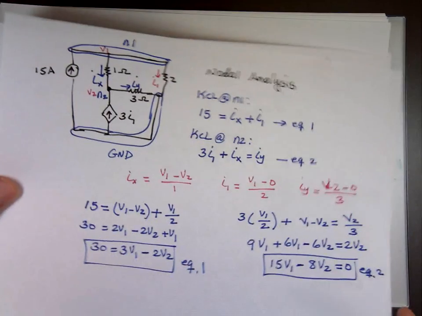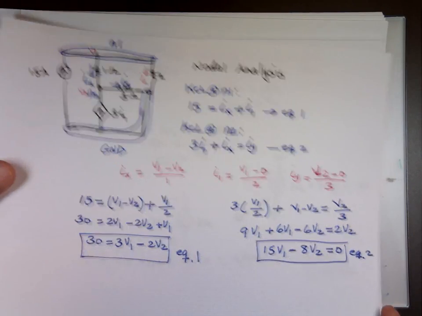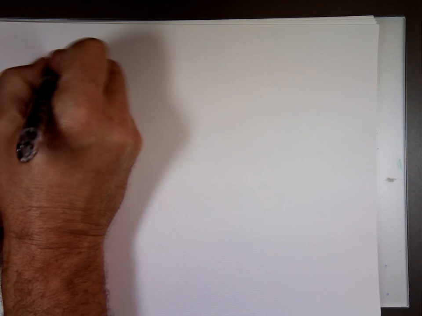So when you have a dependent source, nothing really, no surprises. Where the problem becomes a little bit tricky is when you have a problem that looks like, let's take this one. Let me make it a nice clean picture. We looked at that problem before.